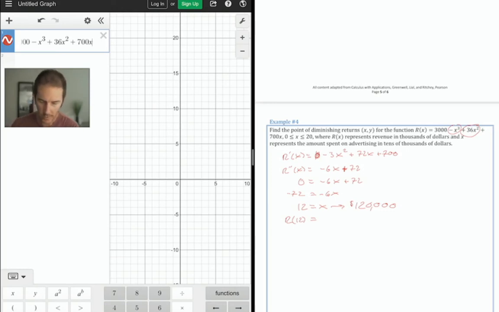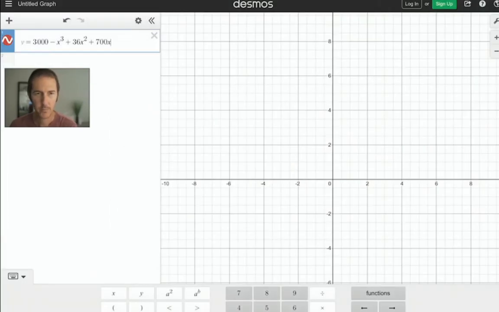I typed it in as a y= equation, and let me slide this off the screen now. There we go. So it's a y= equation, and I hit enter and I don't see anything. Now these numbers are big, right? The negative x to the third isn't so big, but positive 36x squared plus 700x, and then all the way to the left there's a positive 3,000. That's probably a vertical shift of 3,000.